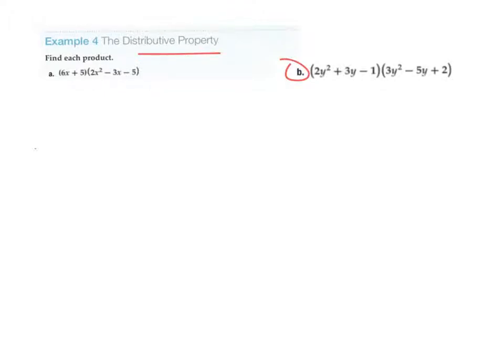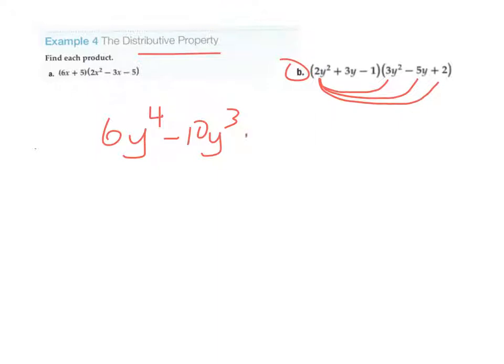So I'm going to take my 2y squared and times it by my first term. So I'm going to get 6y to the 4th power. Then I'm going to take my 2y squared and multiply by the second one, so it's going to get a negative 10y cubed. Notice I'm multiplying numbers and adding exponents. So 2y squared times 2 is 4, so 2 times 2 is 4, and y squared, there's only 2 of them. Now I'm going to do the second one.